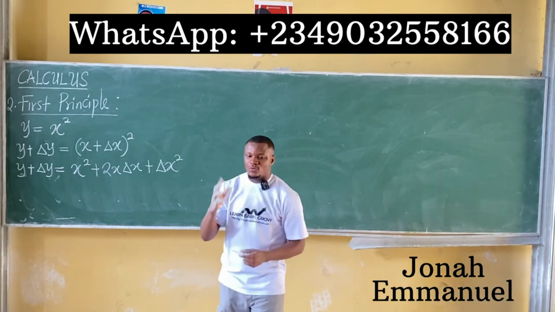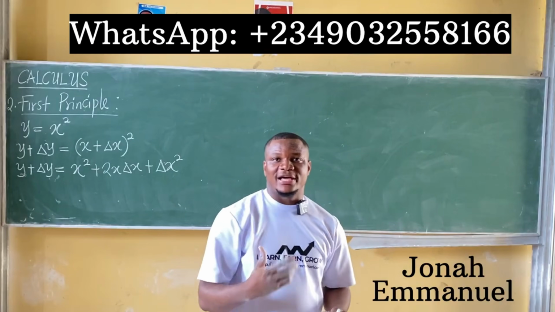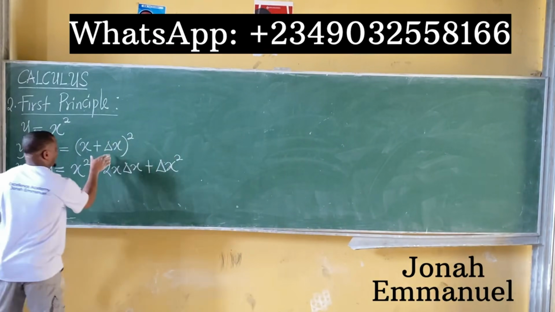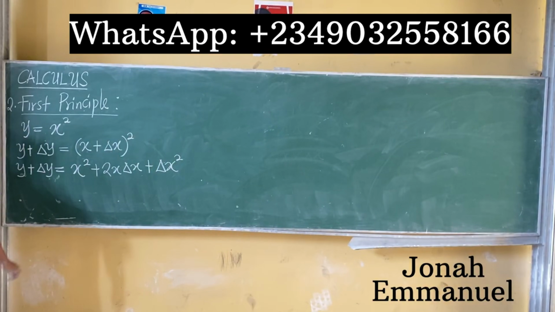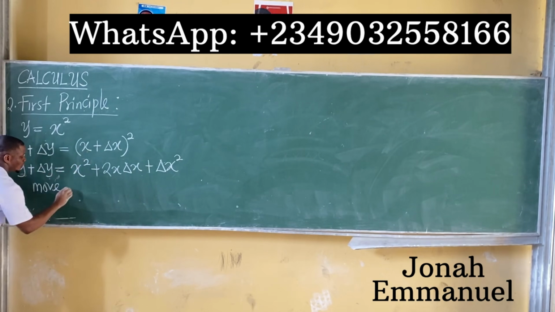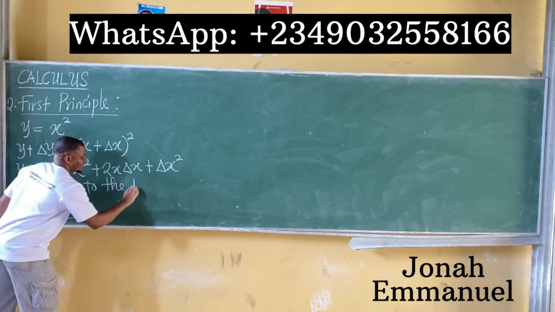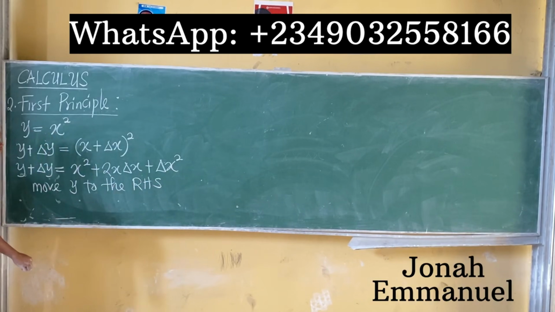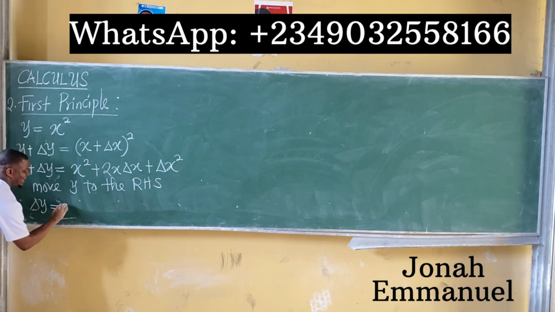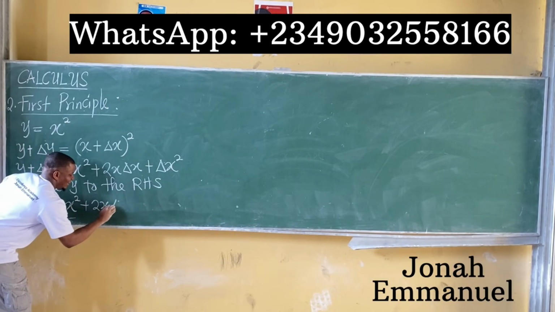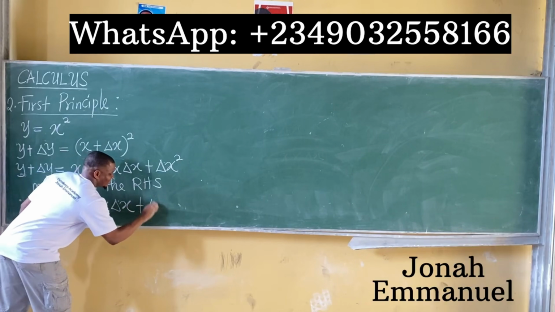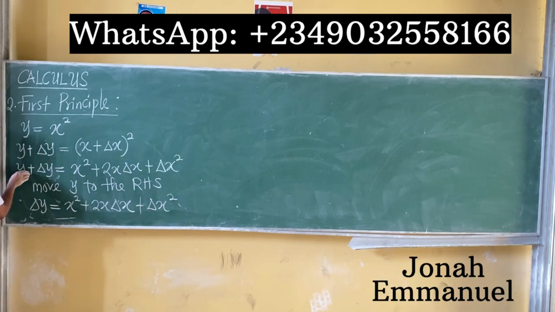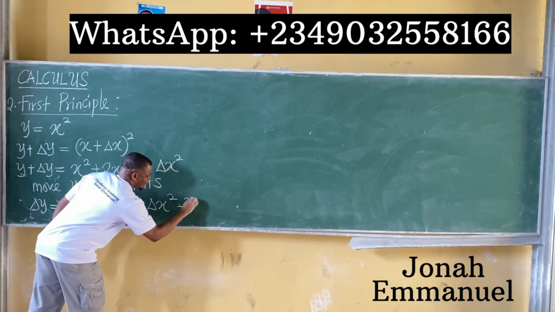Back to base. First principle: y add change in y to x add change in x. What's next? Look up, please. When you expand this, your next step is to move the y term to the other side. So move y to the right hand side. Moving this over, I'm left with change in y, which is equal to x squared plus 2x change in x plus change in x squared, minus y.